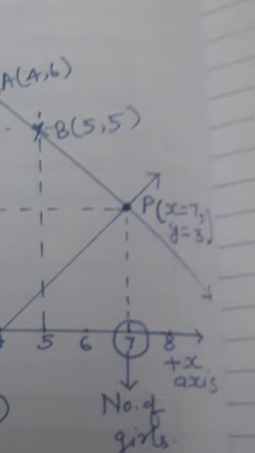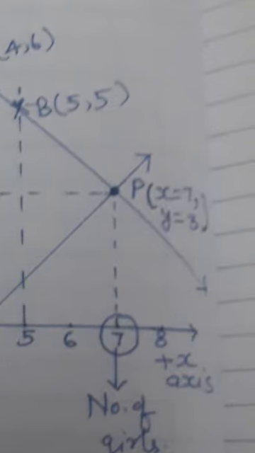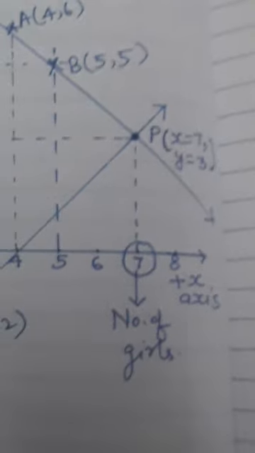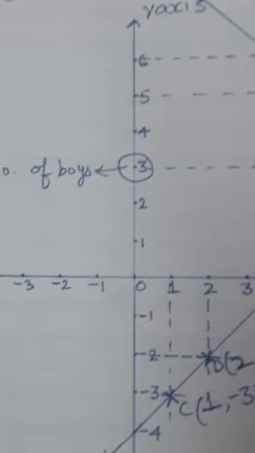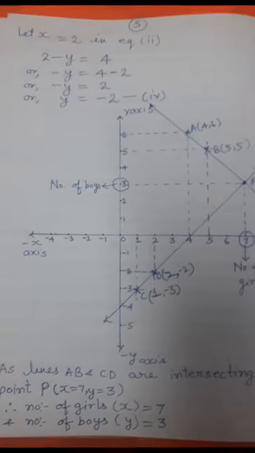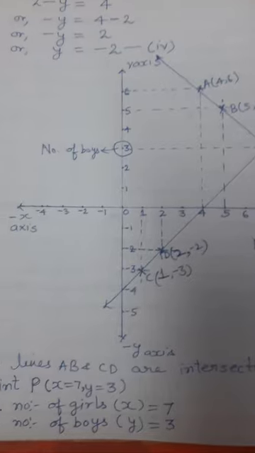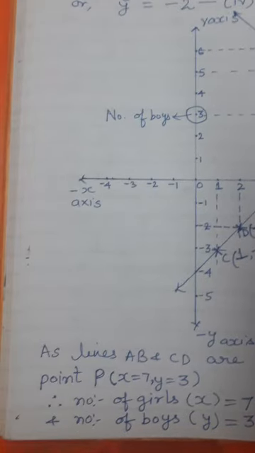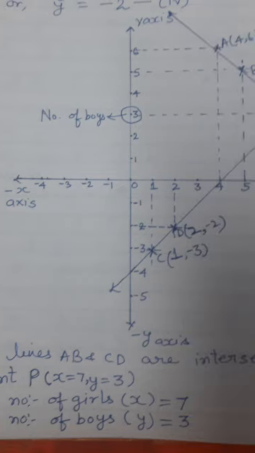And you know that initially we have taken x as the number of girls and y as the number of boys. So this 7 is the number of girls, and this 3 on the y-axis is the number of boys. Because line AB and CD are intersecting at point P, and the coordinates of point P are x coordinate 7, y coordinate 3. X is the number of girls in that class, which is 7, and the number of boys in that class is 3.